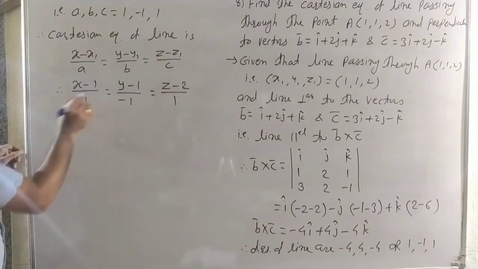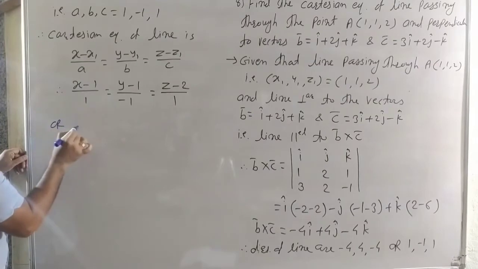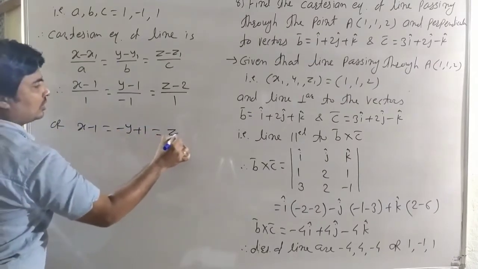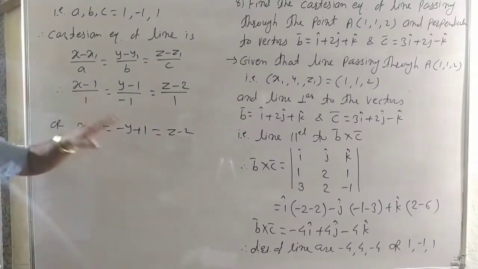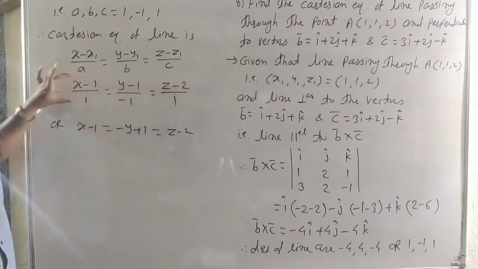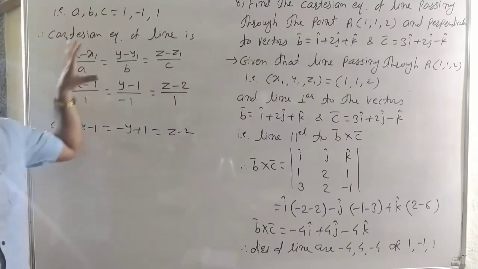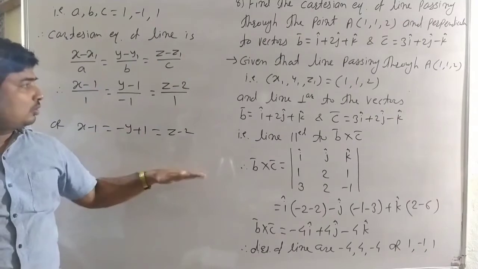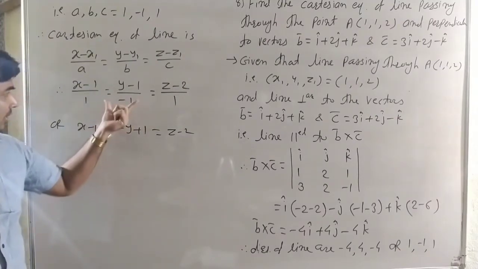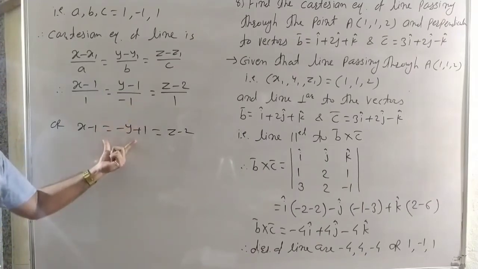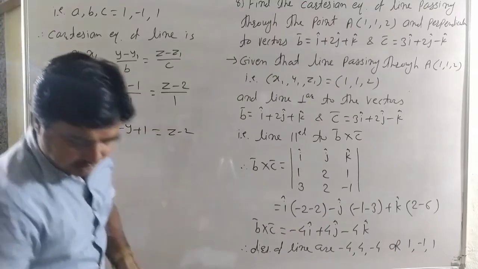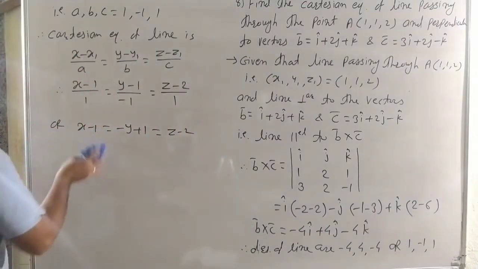This can also be written as x minus 1 is equal to minus y plus 1 is equal to z minus 2. In an objective question, this is sufficient. But if this option is not among the 4 options, it can be written in this form. Now we see the next example.